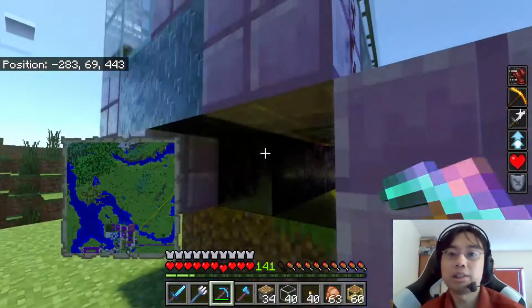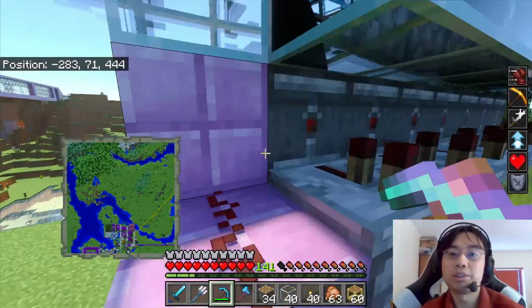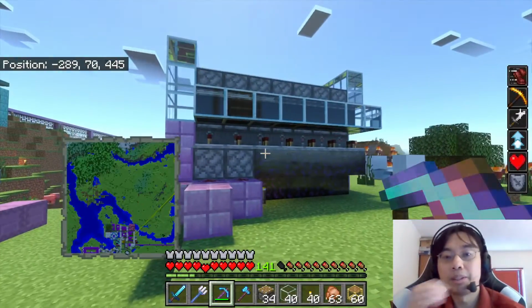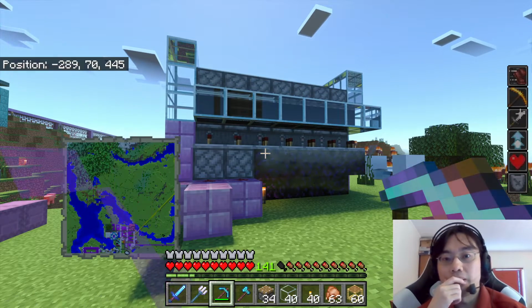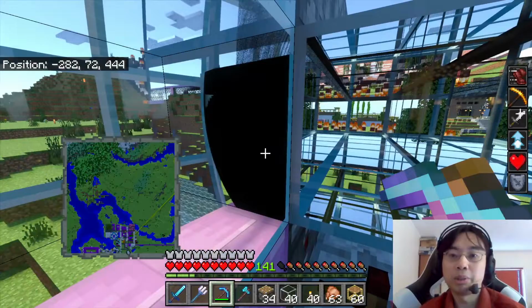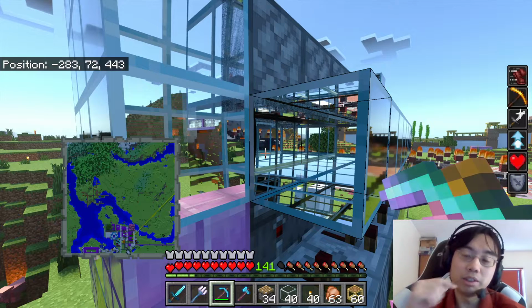Does this glass need to be here? Yes, this glass is stopping the water from spilling out the back. Okay. And it shouldn't be glass. This shouldn't be glass, because we need to activate.